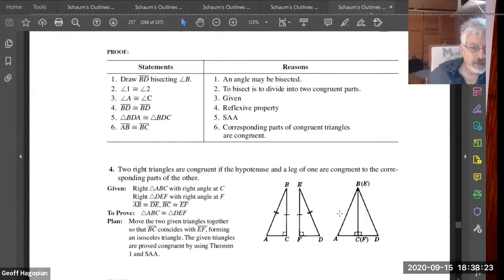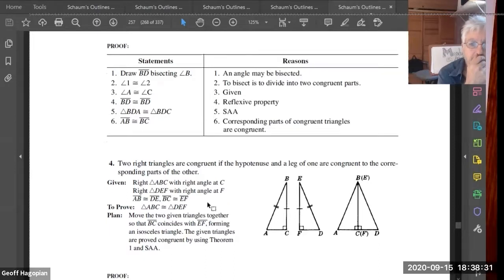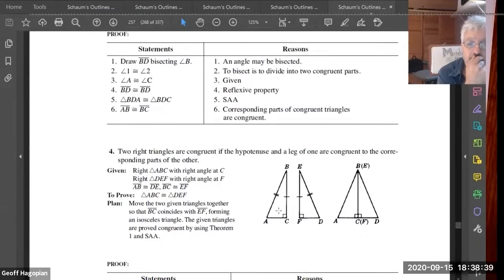And so that means that AB is congruent to DE. And so we have, what is it, side, side, side, or side angle, angle? Forming isosceles, the given triangles are proved congruent by using theorem side angle, angle, or angle, angle, side. Well, we know this angle is the same, that angle is the same, and that side is the same, right? So angle, angle, side, sure, that'll do it.